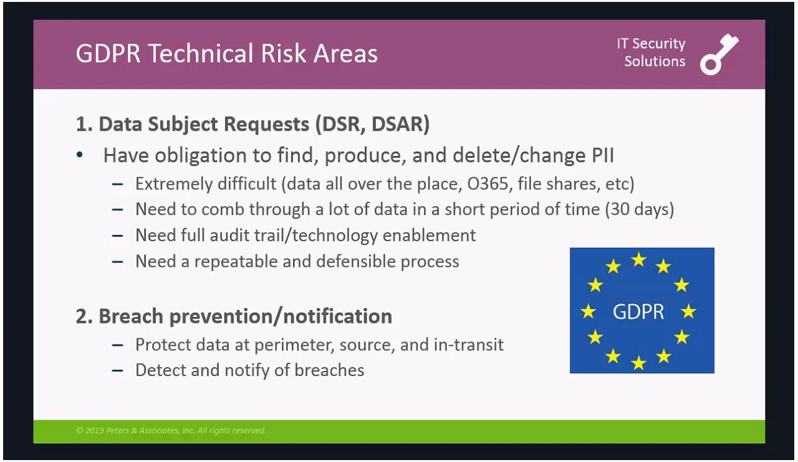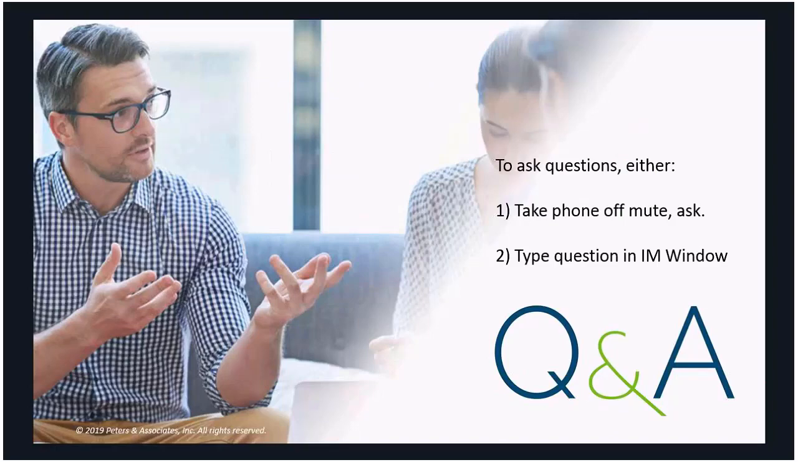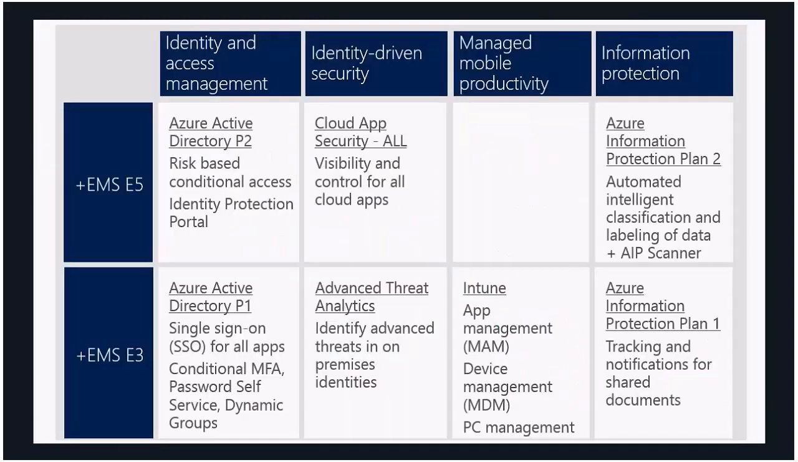Okay. So I think with that, we covered what's included in the Enterprise Mobility Suite, and I'll go ahead and resurface one of these slides here. We covered the full scope of identity and access management, identity-driven security, managed mobile productivity and information protection, included at various levels of the Enterprise Mobility and Security Suite. As Bruce mentioned, a lot of these capabilities, or at least a watered-down version of them, are also included in Office 365 if you wanted to start playing with them, experimenting and seeing how they fit within your organization.